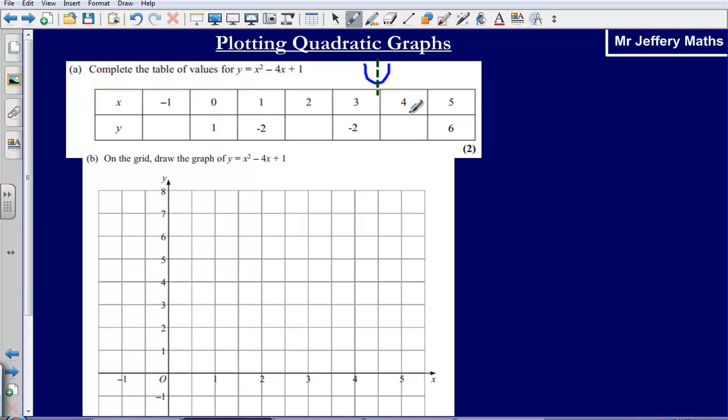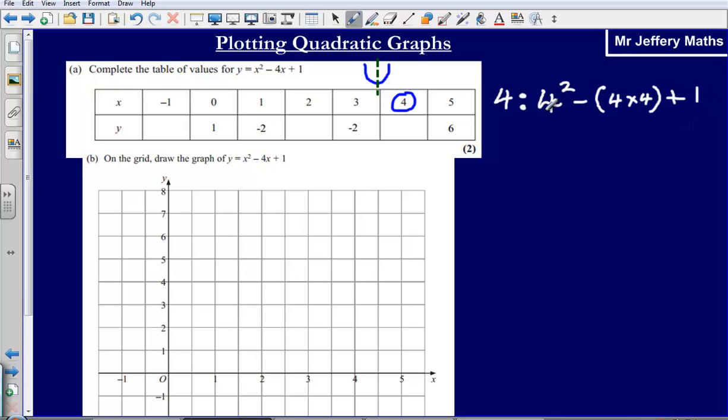The first thing that we're going to do is start with the positive numbers, simply because they're a little bit easier to work out. So we're going to start with the number 4 first. For 4, we're simply going to take 4 and substitute it into x squared minus 4x plus 1. So instead of x squared, it's going to be 4 squared, minus 4 lots of x, so minus 4 lots of 4, and then lastly just plus 1.